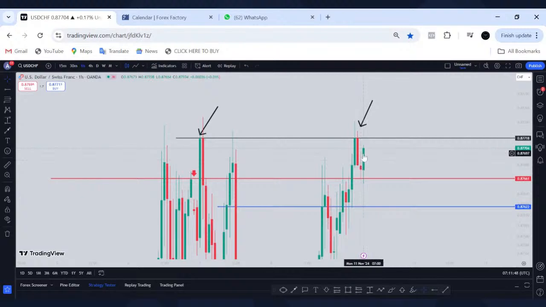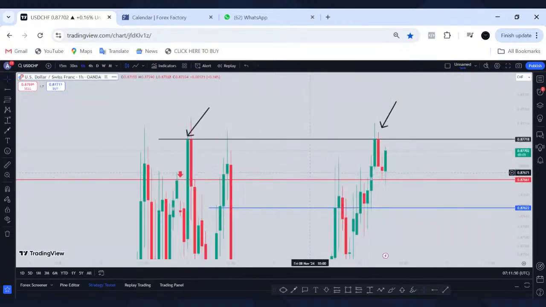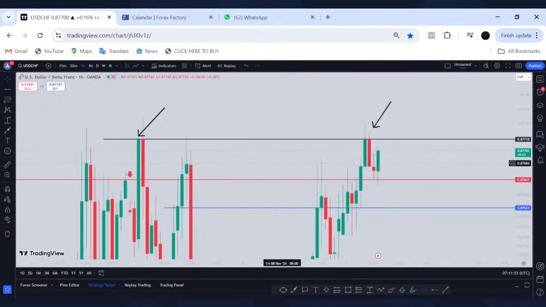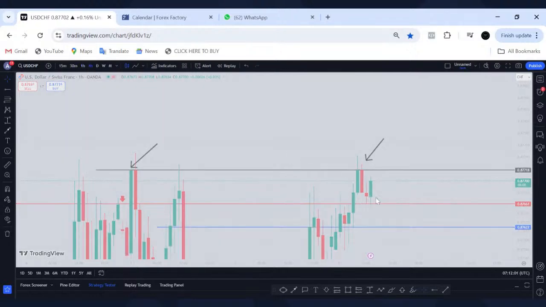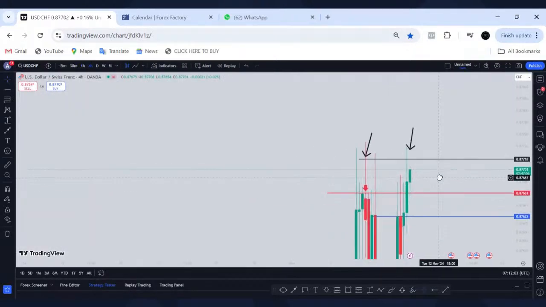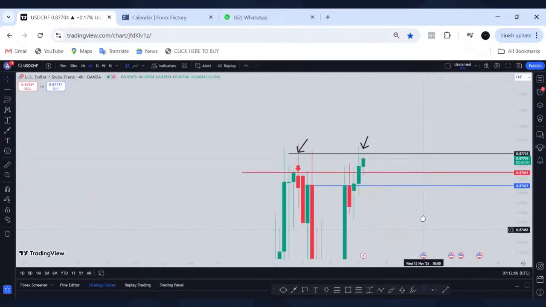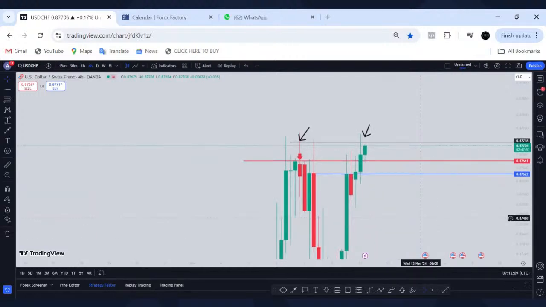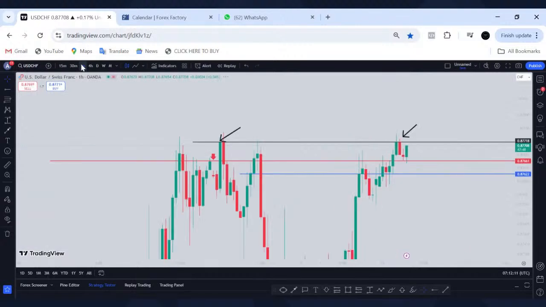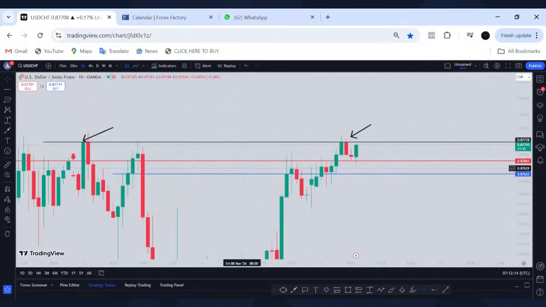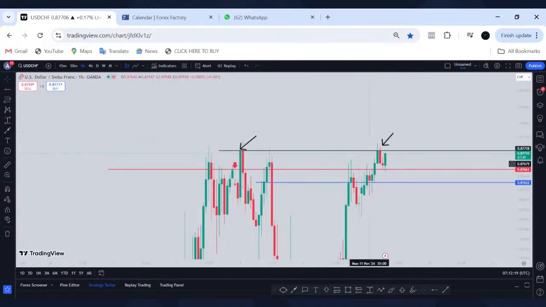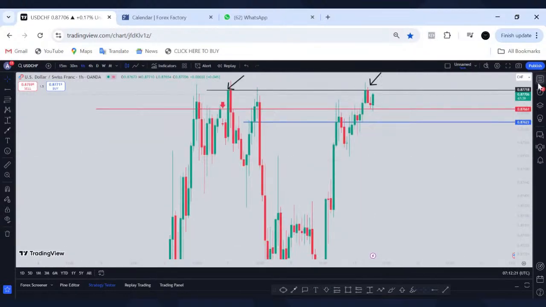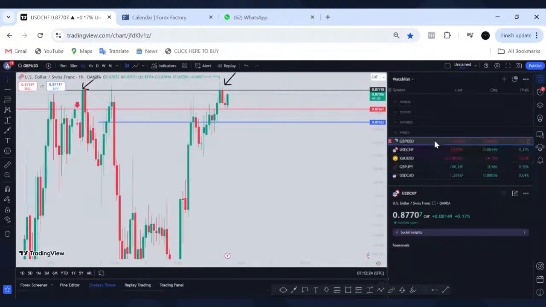When it comes to the H1 time frame, price has currently got into these H1 resistances. Price is not giving us a good entry. There's no good entry over here. So let's move to GBP USD and see.